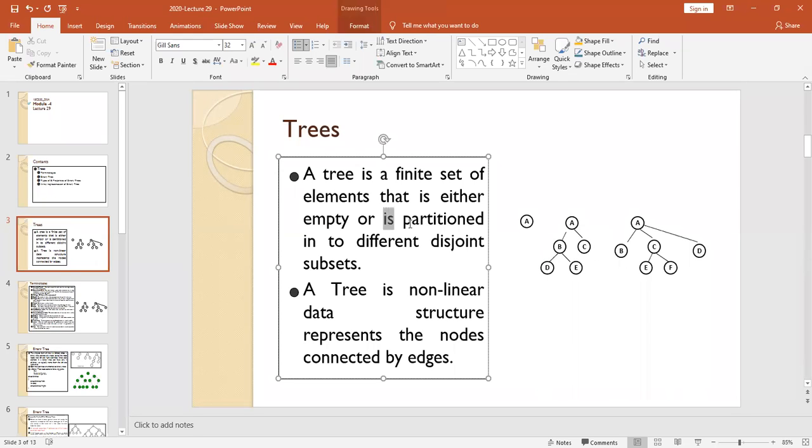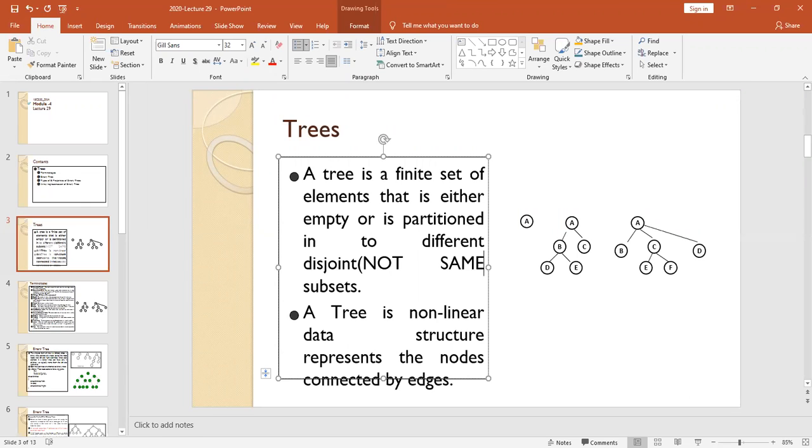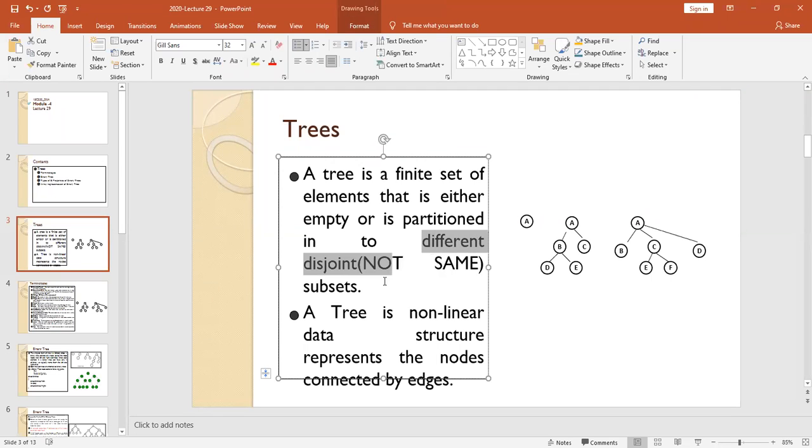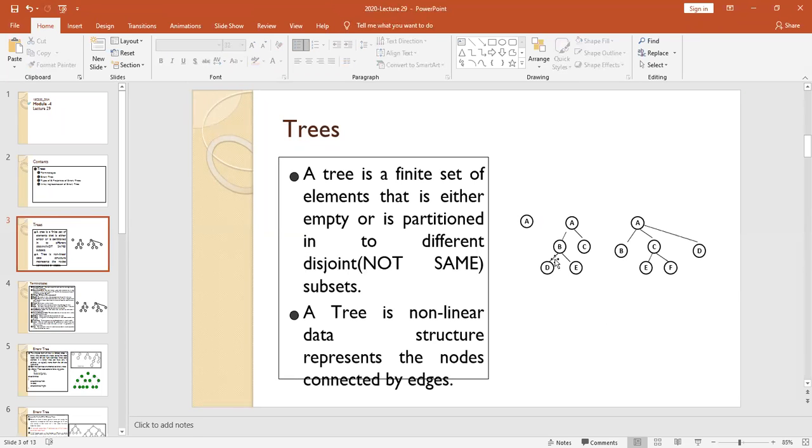That's why we say it is partitioned into different disjoint subsets. Disjoint means not the same. What's the meaning of disjoint? Disjoint means not the same. Here in the left subset, how many elements are there? 1, 2, 3. In the right subset, how many elements do you have? 1. So here it is 3 and here it is 1. That's why we consider them different disjoint subsets, because here we have 3 elements and here we have 1 element.